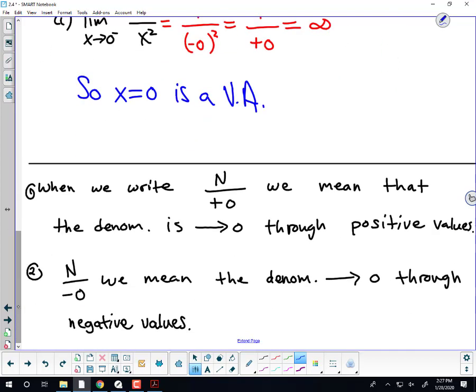So I just kind of noted that here. When we write this thing, we're not saying we're dividing through by 0. We're just saying that the denominator is getting smaller and smaller through positive values or smaller and smaller through negative values. We see this weird type of stuff with limits as we revisit them later as well. So I'll give you all a chance to copy that down if you want.